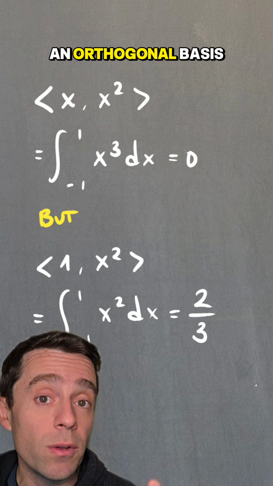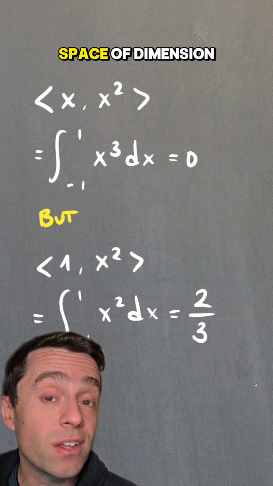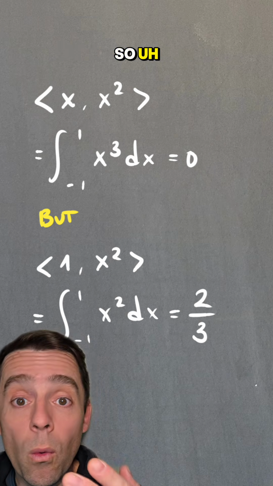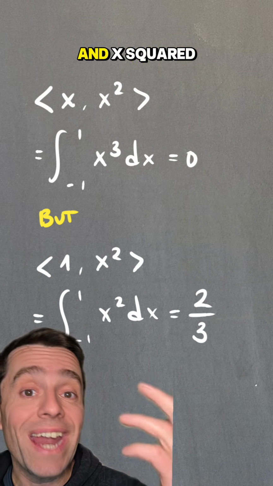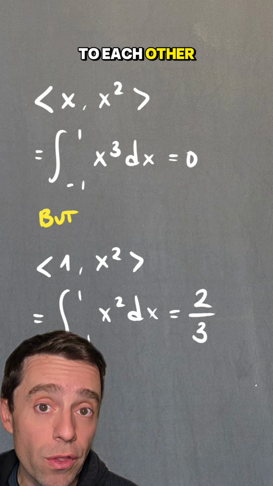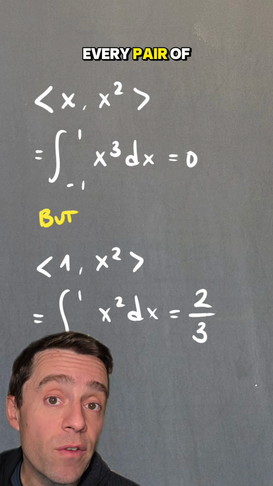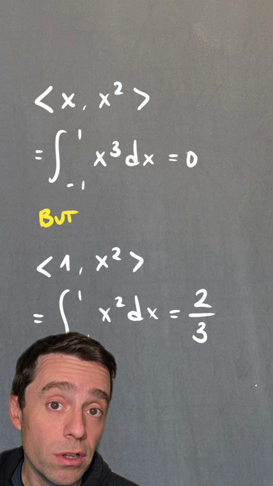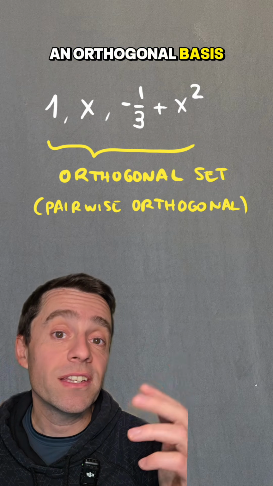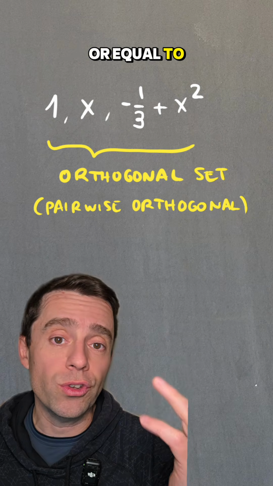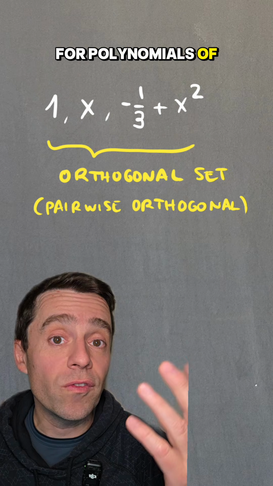Can you find an orthogonal basis for the polynomials of degree less or equal to 2? That's a vector space of dimension 3, so 1, x and x squared is a basis, but it's not orthogonal because 1 and x squared are not orthogonal to each other. So can you find three vectors that form a basis and such that every pair of vectors is orthogonal? For instance, this is one such example of an orthogonal basis for the polynomials of degree less or equal to 2.